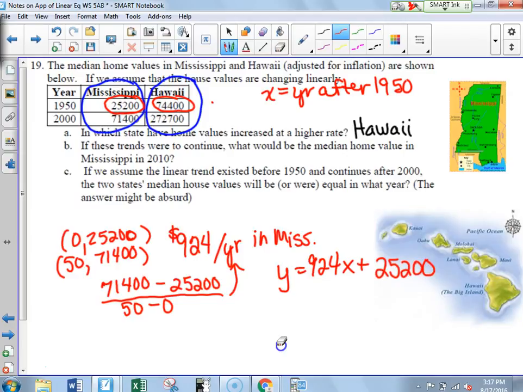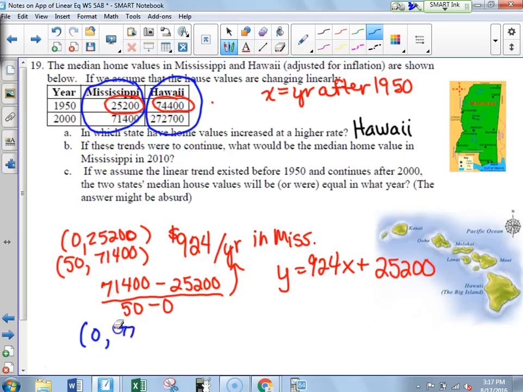What if I didn't use year 0 as that? What if I had called that year 50? Yeah, but I would have had to do point slope or something, right? To find the equation. Everybody know what I'm talking about, maybe? Maybe not.